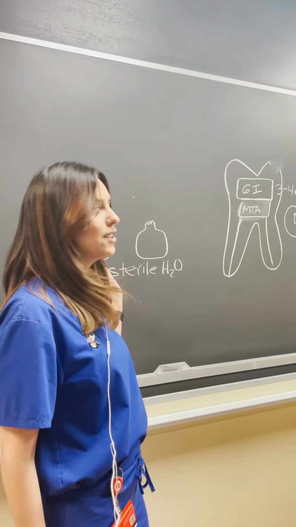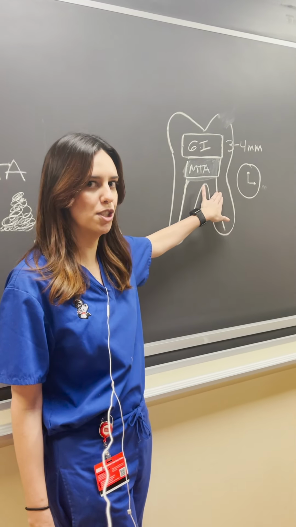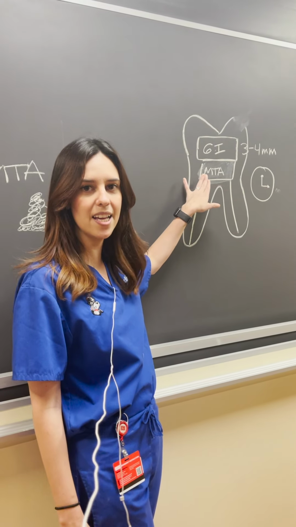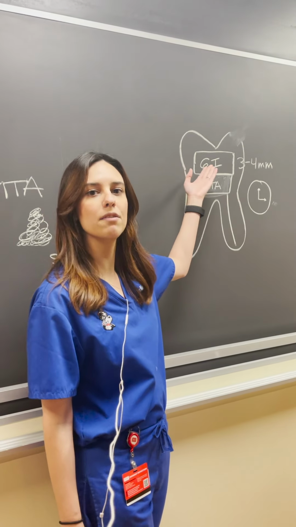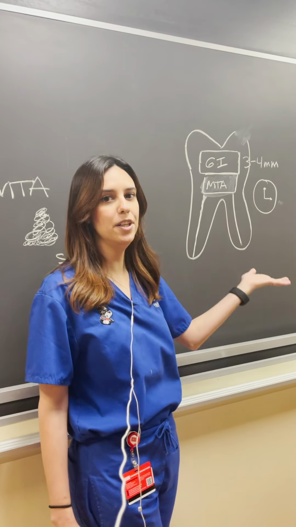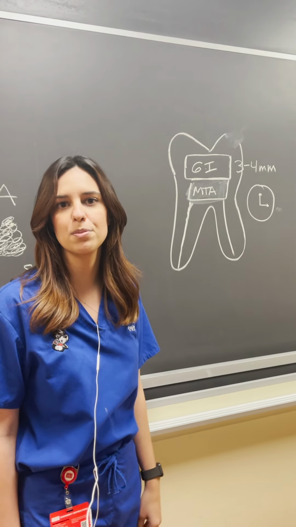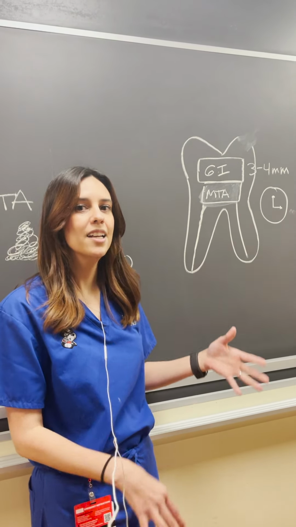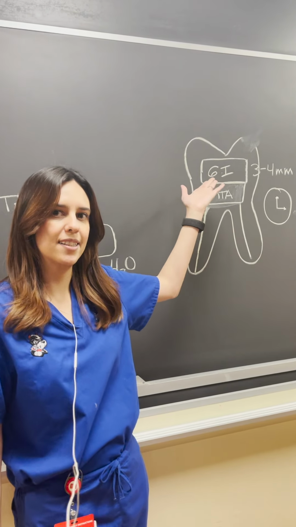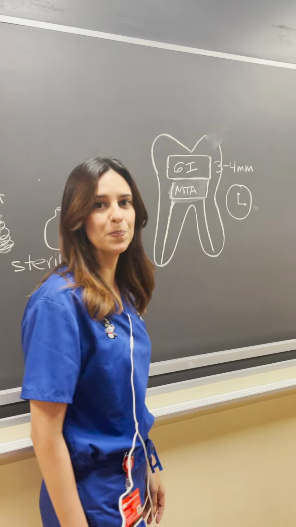Once you have your MTA ready, you're going to place it over the remaining pulp tissue. You place the MTA, and after that, you're going to cover it probably with glass ionomer. You need about 3 to 4 millimeters. Because the MTA takes several hours to reach its stability, you need to protect it with something like glass ionomer, and then you can restore the tooth as normal.